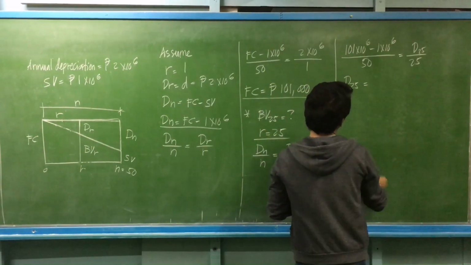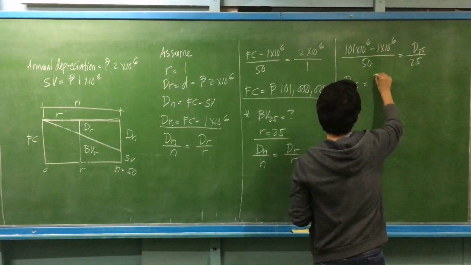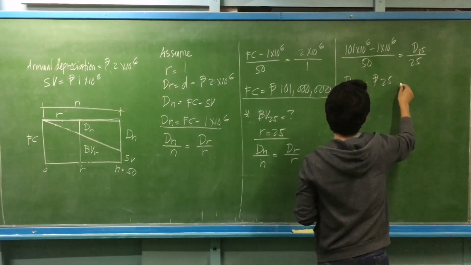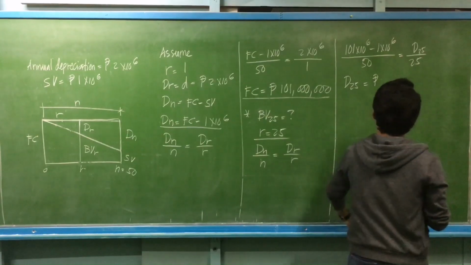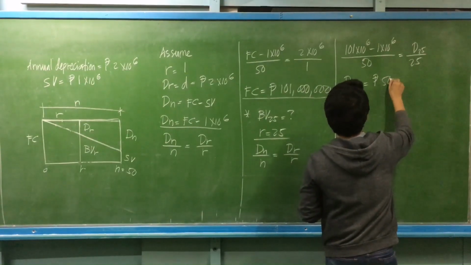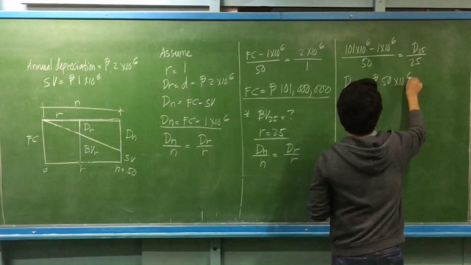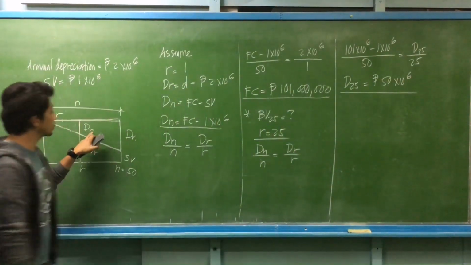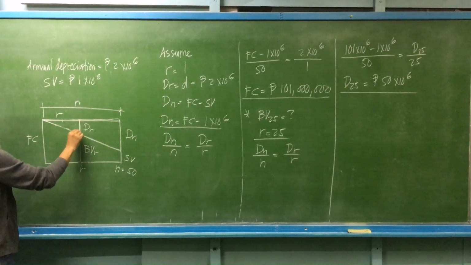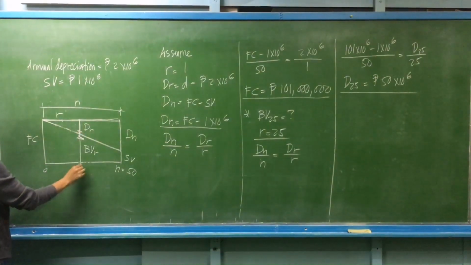So obviously, the depreciation after 25 years is 50 million. Okay, so the total depreciation after 25 years is 50 million. Pero paano natin kukunin yung required? Paano natin kukunin yung height na to?